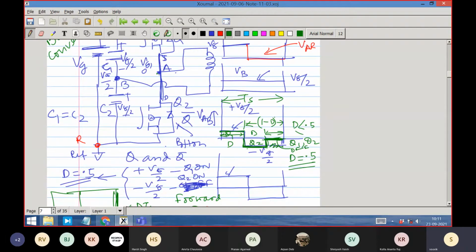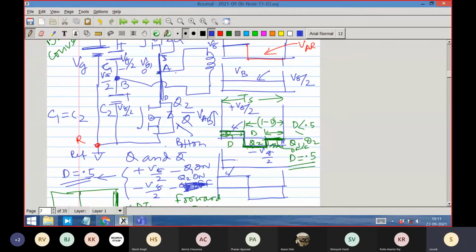Another thing I will show you is that it is suggesting that you should have Q1 for DTS, Q2 for DTS, and the remaining time you will have 0 voltage. So what I will rather suggest is I will make this 0 state symmetric. I will show you quickly so that you get the idea of what I am trying to do.